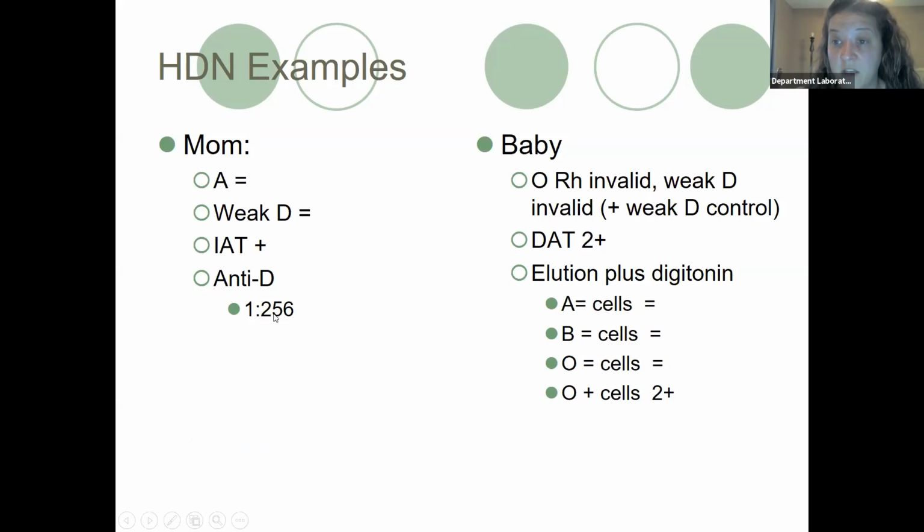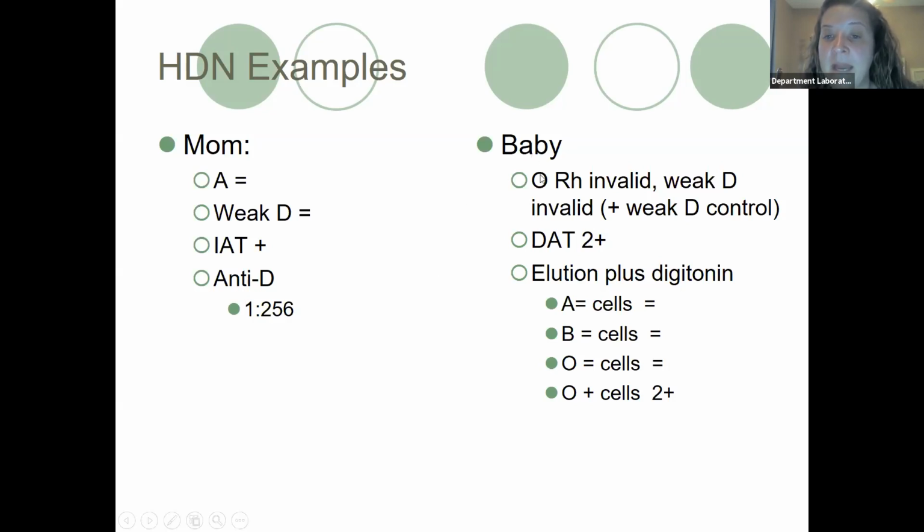Look at her titer. Her titer is 256. That is super high, and especially in a pregnant female. So what's happening here is baby is probably Rh positive, and mom is being exposed to those Rh positive cells. She is actively building anti-D, all right? So her anti-D is continuously building, and that's why her titer is so high.